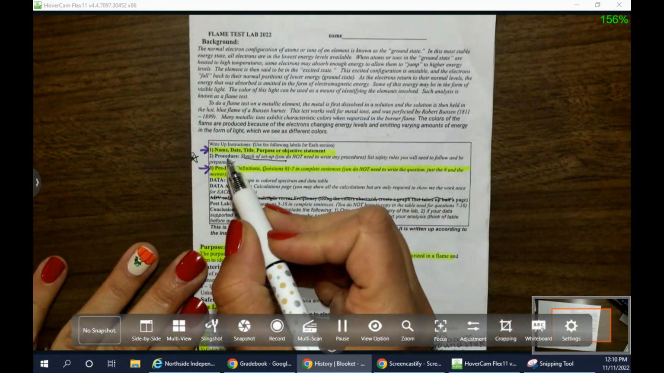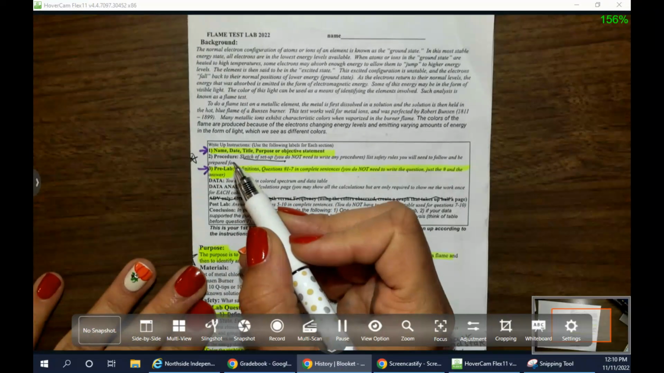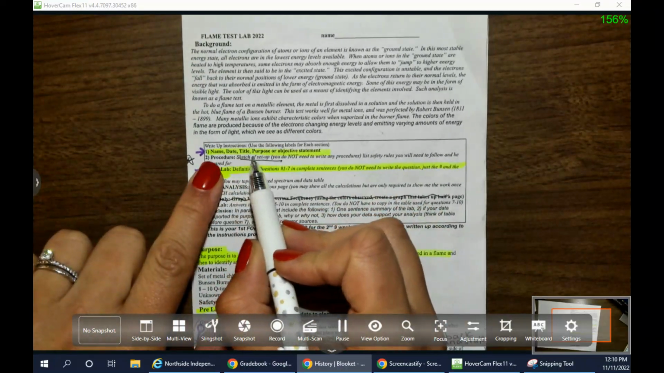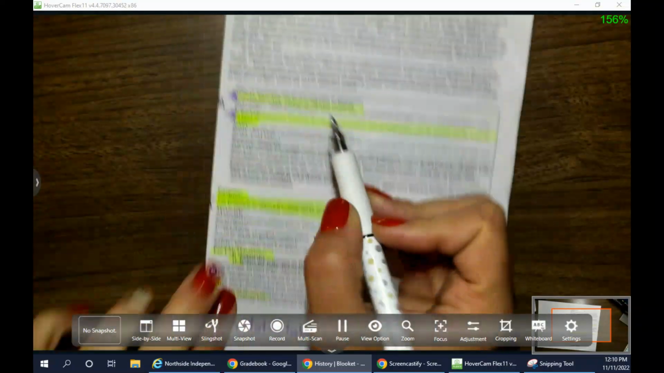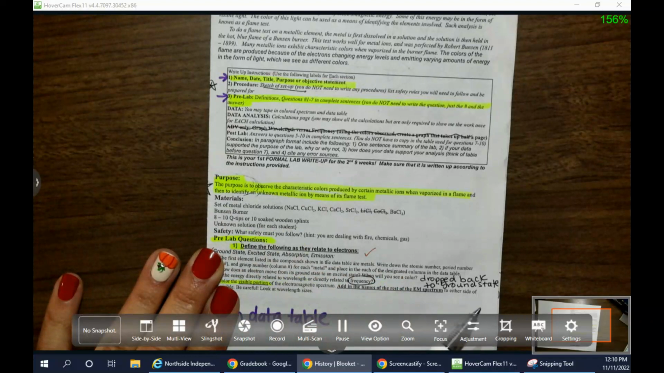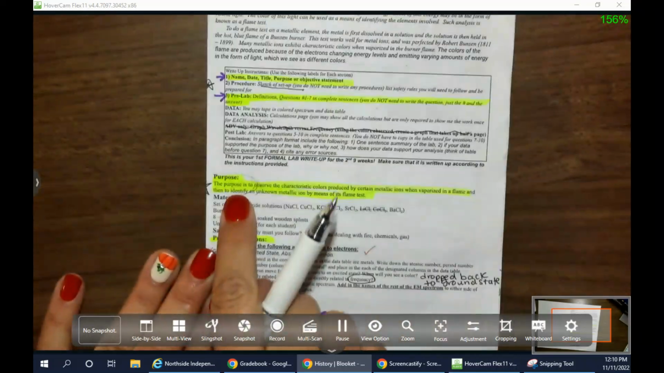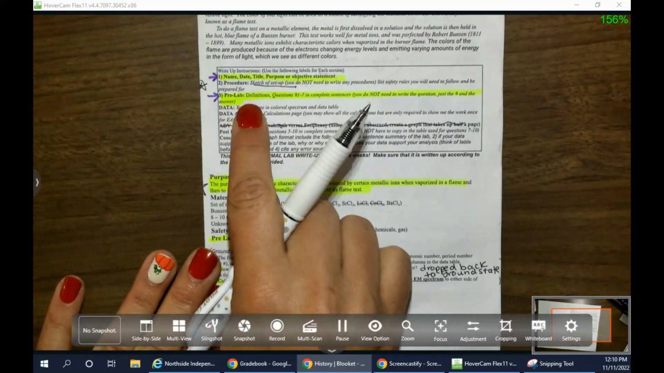All right, so what you should have written in your journal, not on the paper, okay, in your journal, is your name, date, title, and then the purpose statement. The purpose was right here. So make sure you have that written in there. Okay, so once you have that, then you went to the pre-lab questions.